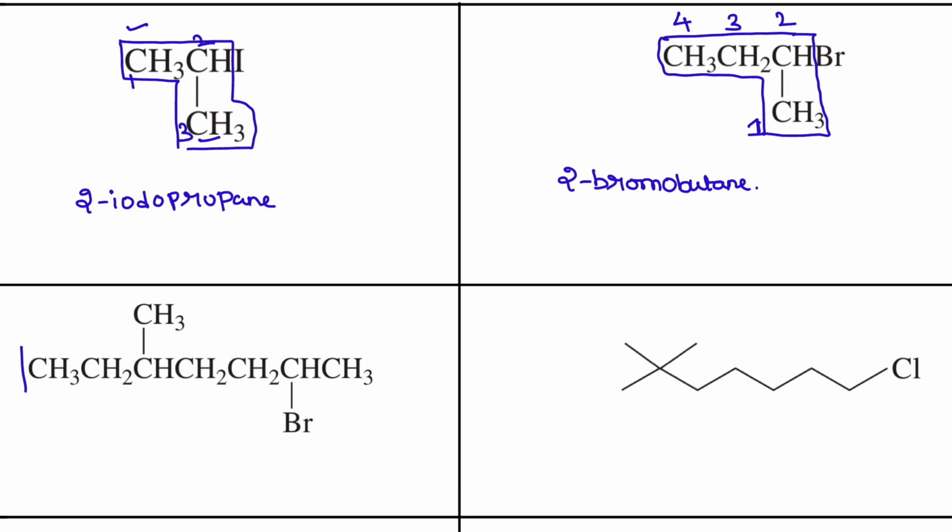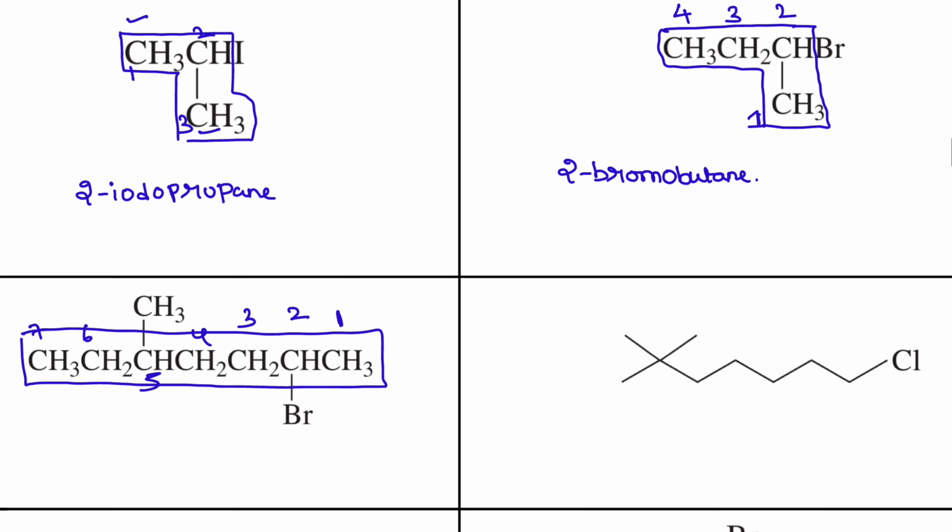The next example, without any hesitation, this is the longest chain. If you start numbering from right side, this will be at the second place, 3, 4, 5. So that is 2, 5. If you start numbering from left side, 1, 2, 3, 4, 5, 6, that is 3, 6. So according to least locant rule, the numbering should be given from left side. This is first carbon, second carbon, third carbon, fourth, fifth, sixth and seventh.